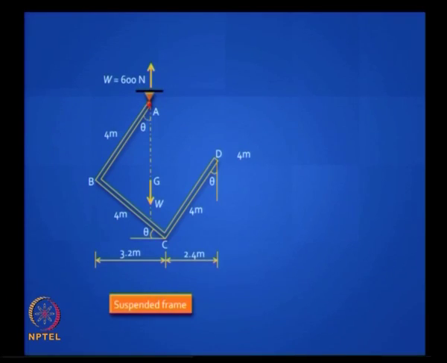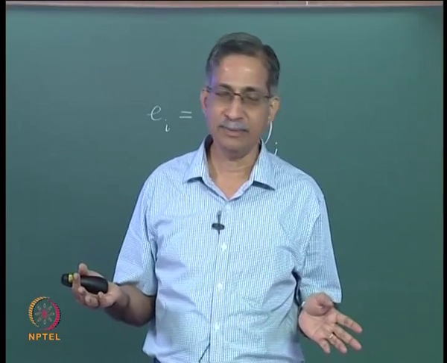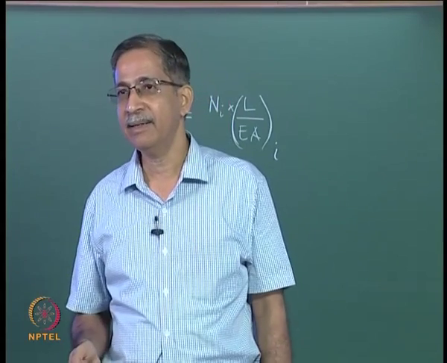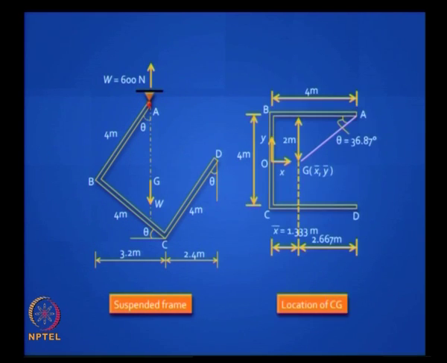And for this reason you can even idealize a catenary arch as a parabolic arch, which is easier to handle. We come to the end of this topic. This is a frame suspended by its own weight. So it's an interesting question, can you draw the bending moment diagram for this frame?